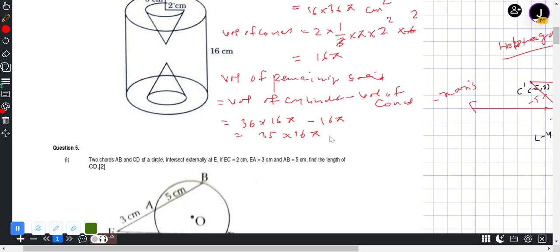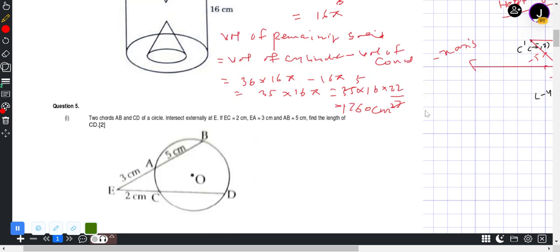And what is pi? Pi is 22 by 7, that is 35 into 16 into 22 by 7. 7 fives are 35. 5 twos are 10, so 110. 110 into 16 is how much? 1760 centimeter square. So that is the answer for this.